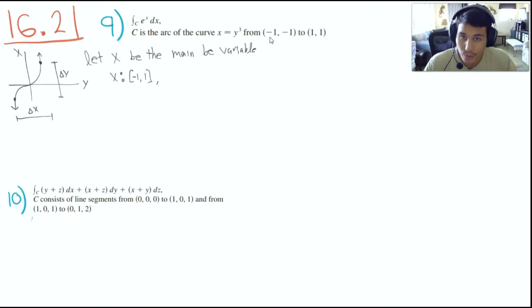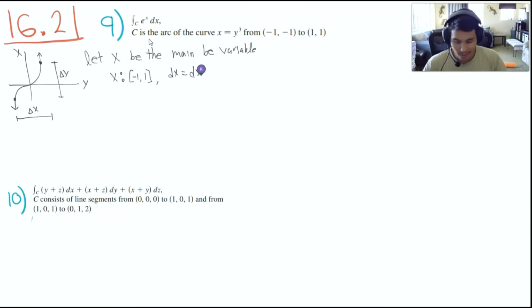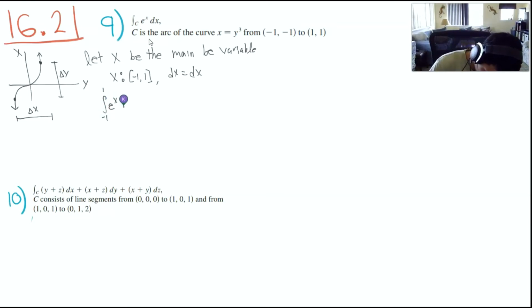But then you need a differential dx. Well, you already have it. It's dx. dx is equal to dx. I mean, that's all it is. So now I'm not even kidding, this is your line integral. This is all it is: the integral from -1 to 1 of e to the x dx. It's as simple as that.